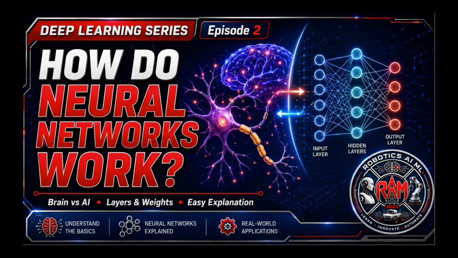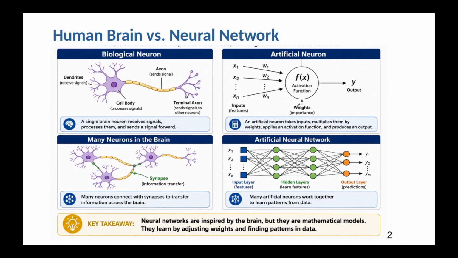Let's start with a simple question. Why do we call it a neural network? The word neural comes from neurons. In the human brain, neurons are the basic units that help us receive information, process it, and send signals to other neurons. Now look at the left side of the slide.